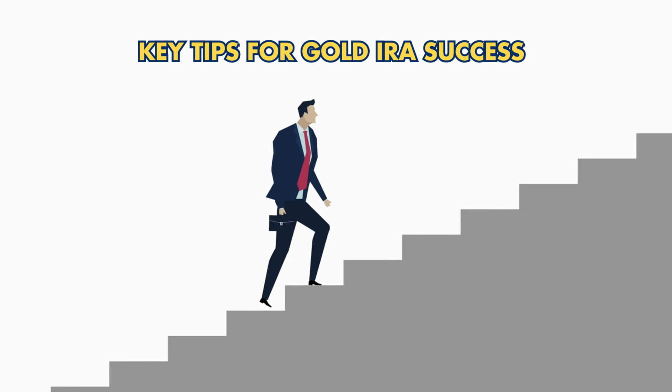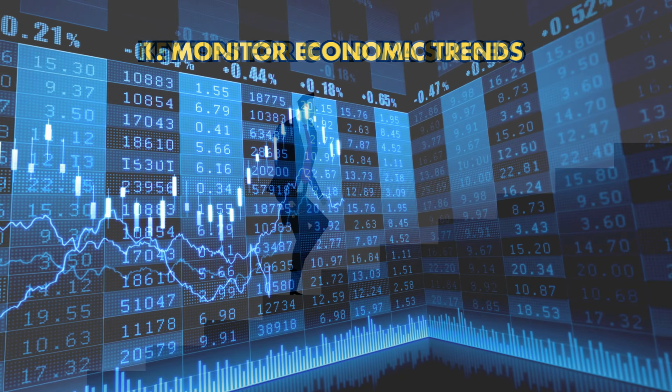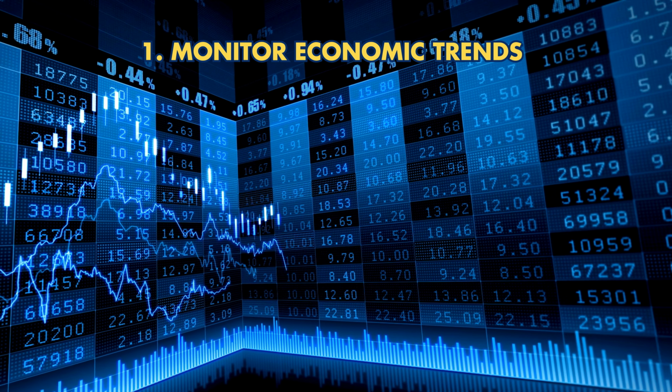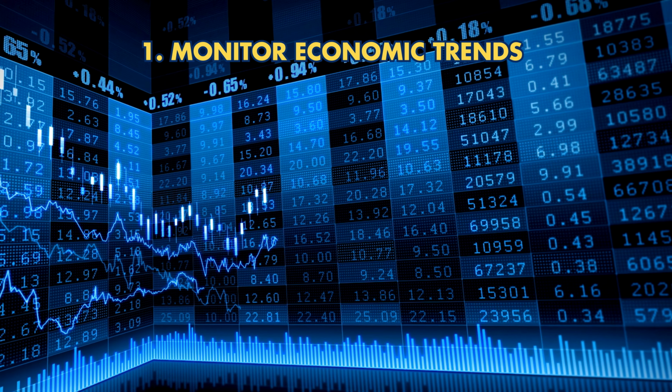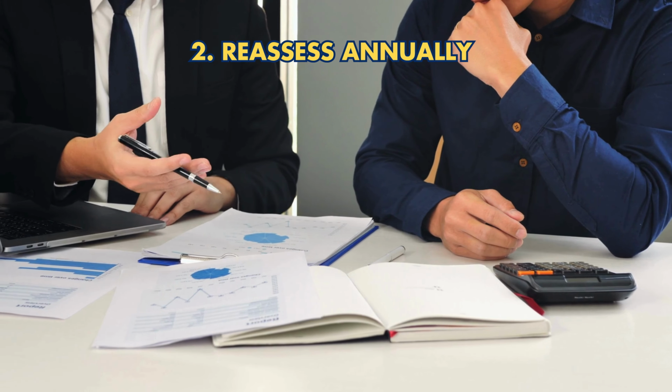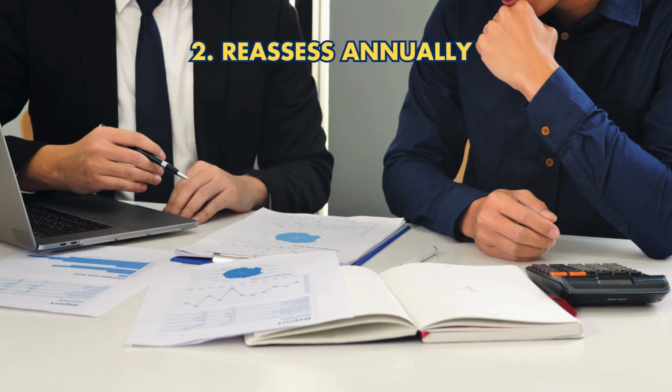Key tips for Gold IRA success. 1. Monitor economic trends. Gold performs well during inflationary periods. 2. Reassess annually. Adjust your allocation to align with financial goals.